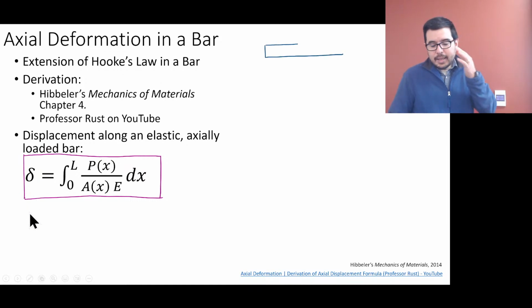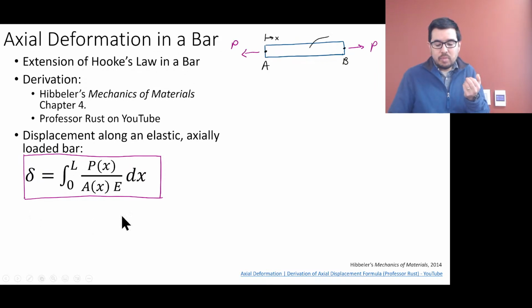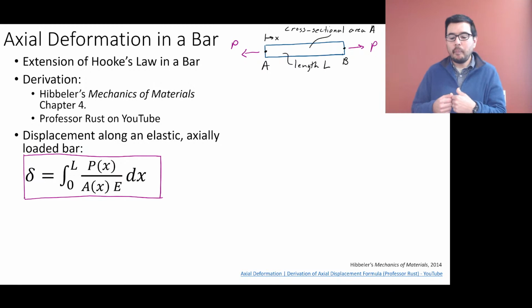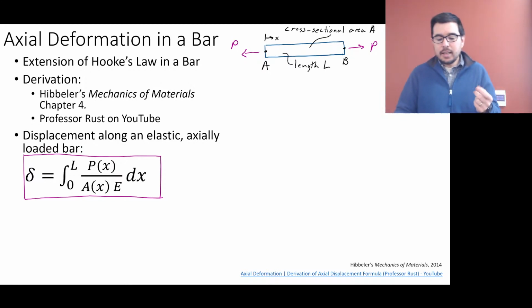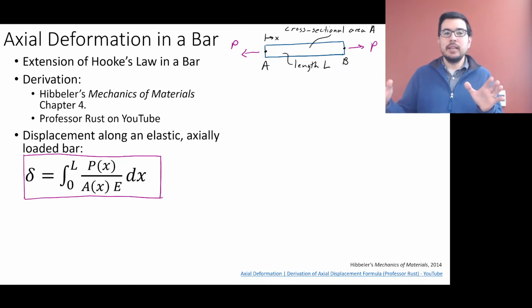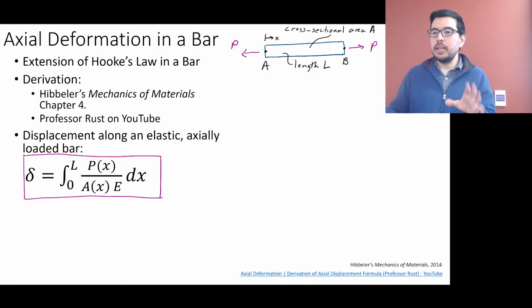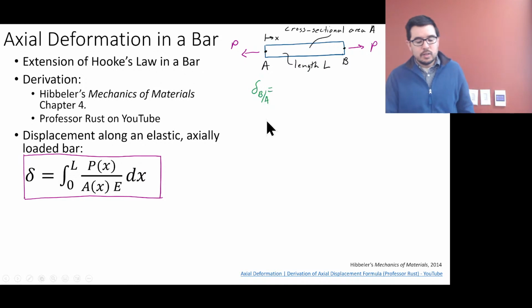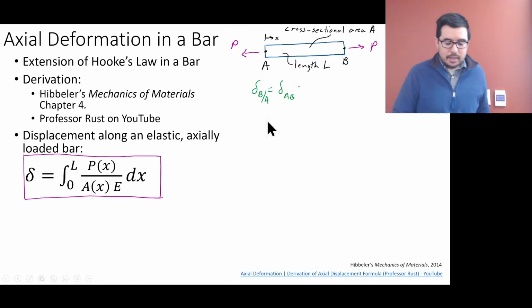So here's the base example that you're already familiar with: a bar being pulled apart with some force P. And you're already thinking, I know the answer, right? Because we talked about PL over EA. But this equation can come to the same conclusion, so we go a little bit more slowly than just saying the answer is PL over EA.